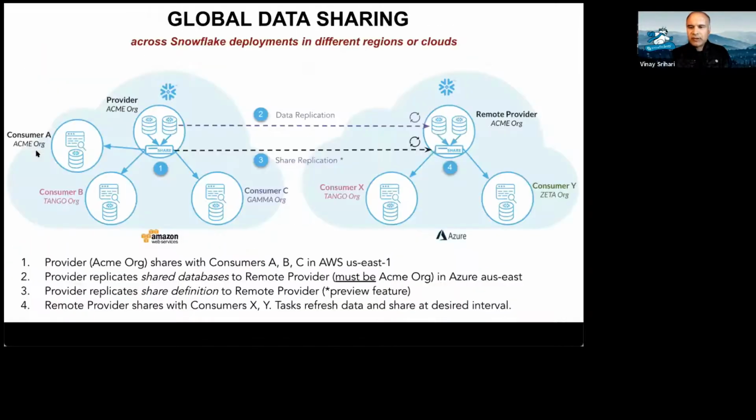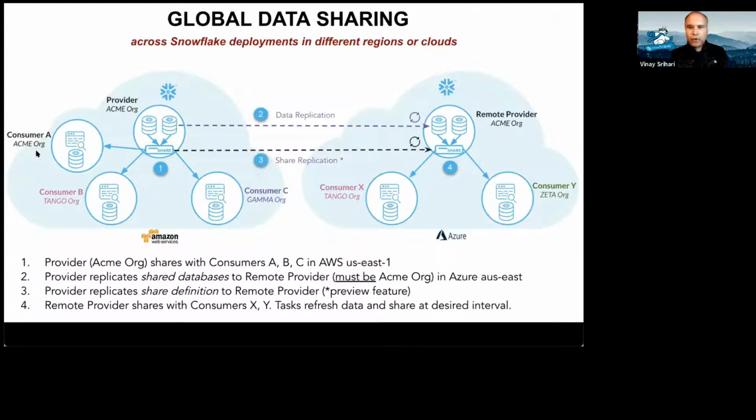Sorry, let me just go back to that. So this is sort of the configuration for going cross-cloud and cross-region. And these are the steps involved. We do, of course, automate all of these steps. But I just wanted to make it clear that there is a local sharing or a within-region sharing aspect. And then there is a cross-region, cross-cloud sharing aspect that is possible.